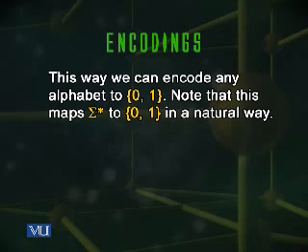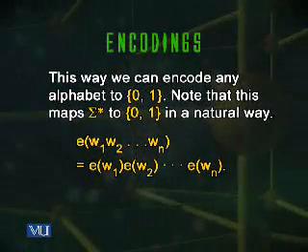Note that this mapping will also encode strings over sigma star to strings over {0,1} star in the natural way. The encoding of a string is obtained by encoding each of its characters and then concatenating them together. Mathematically, the encoding of w1 w2 up to wn will be given by the encoding of w1 followed by the encoding of w2 followed by the encoding of w3, and so on.